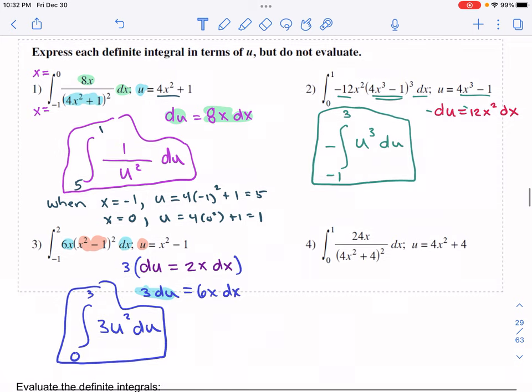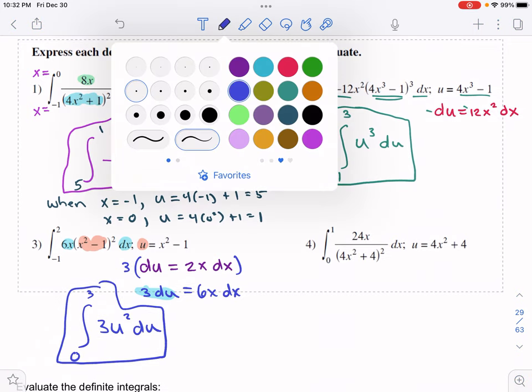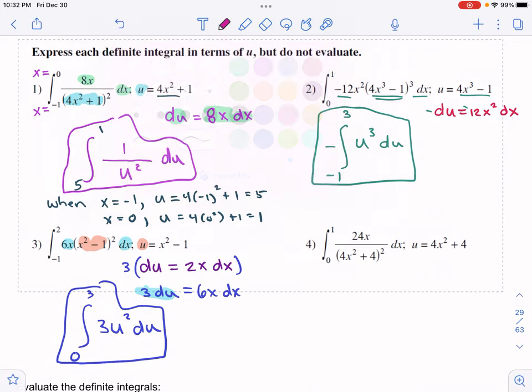All right, one last example. This one you might want to pause and try on your own. But if you've unpaused at this point, I'll do it out for you. So this becomes 8x, du would be 8x dx.